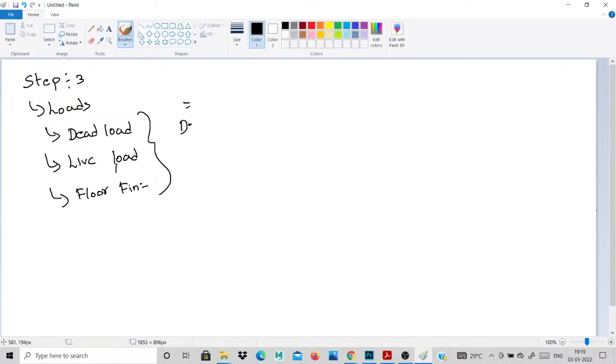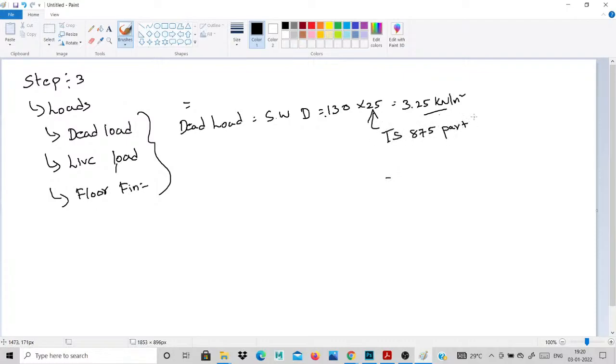How do you calculate the dead load for your slab? Dead load is the self weight. I calculated my capital depth as 130, so 0.13 into 25, which gives 3.25 kilonewton per meter square. Then how do you take this 25 unit weight? You go to the code book IS 875 part 1.